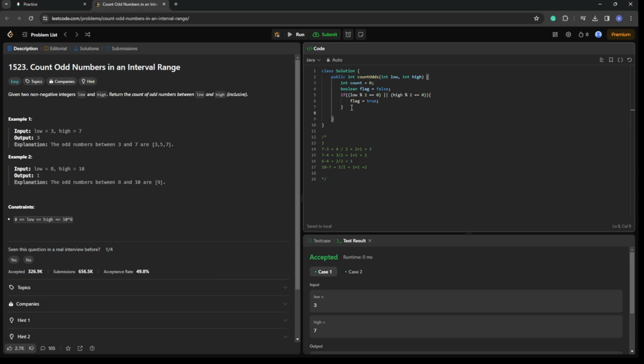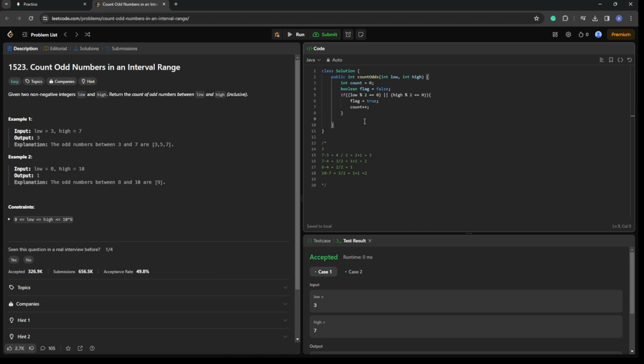Wait, so in 10 digits, there's half odd and half even, right? So in 10,000 digits, there would be half odd and half even? I think so. So if there's 10, you have 1, 3, 5, 7, 9. That's 5, right? And then you have 0, 2, 4. If we don't include 0, we have 2, 4, 6, 8, and 10. Yeah, it's 5, 5. And then we do count plus plus.